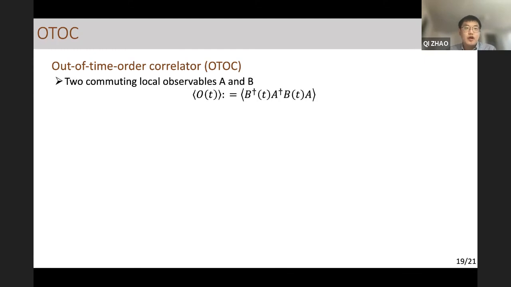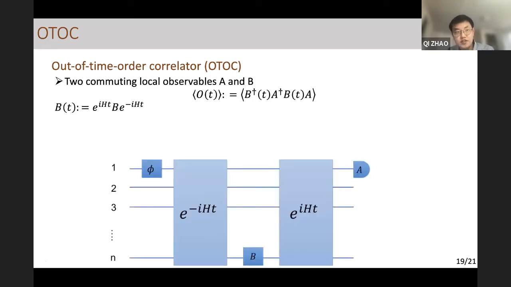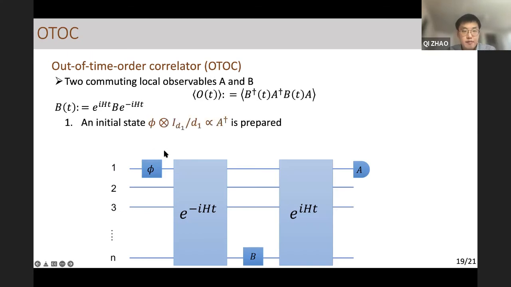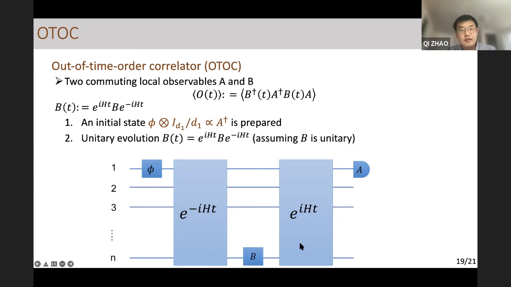So this one is we want to know the two commuting local observables A and B. And B, after the time evolution, becomes B(t). And this observable can be measured using the following circuit. We first prepare the initial state in this way, and then make the evolution. And then at last make the measurement on the first qubit.